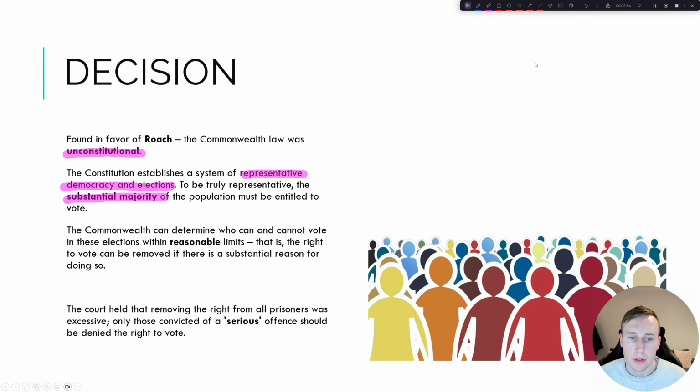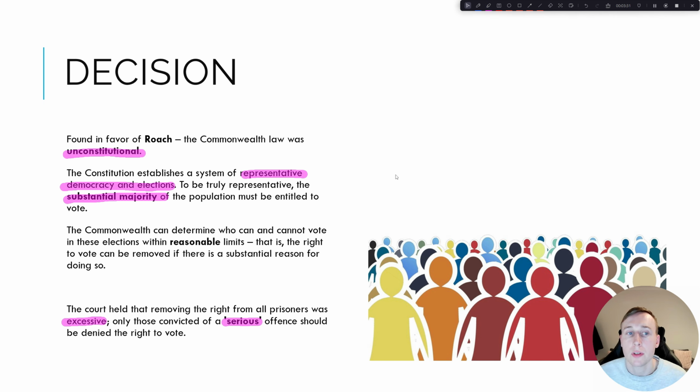So it basically said that the Commonwealth can determine who can and cannot vote in these elections within reasonable limits. What that means is, obviously for your really serious offenders, maybe like your serial killers, for example, that's a fair enough or a reasonable reason to stop someone from voting. And it basically said that removing the right for all prisoners to vote is excessive. They decided that only those convicted of a serious offense should be denied the right to vote. You can think of it as like an indictable offense. Those who have committed an indictable offense should be denied the right to vote.